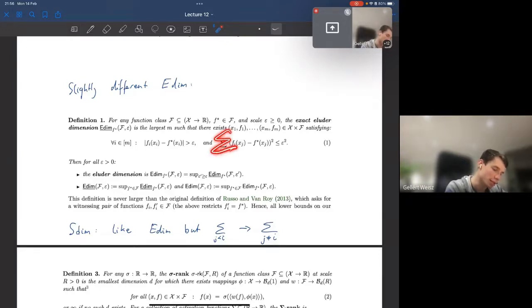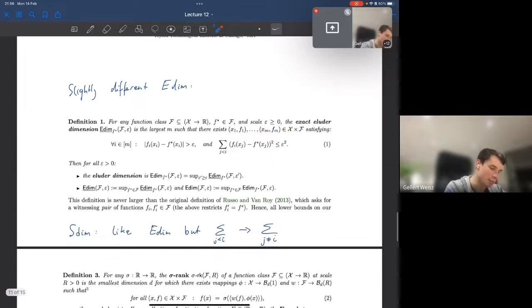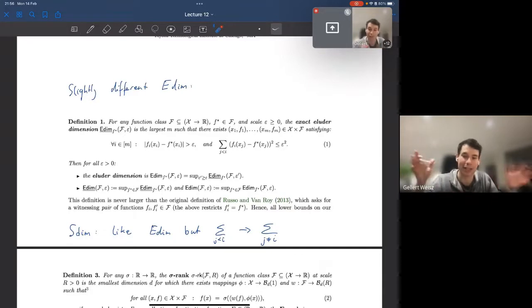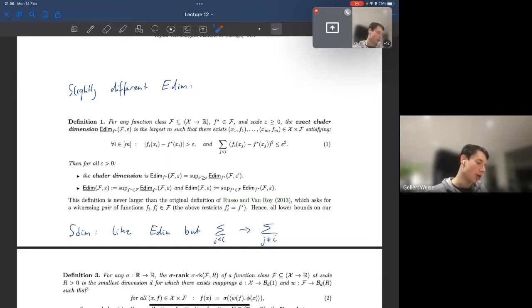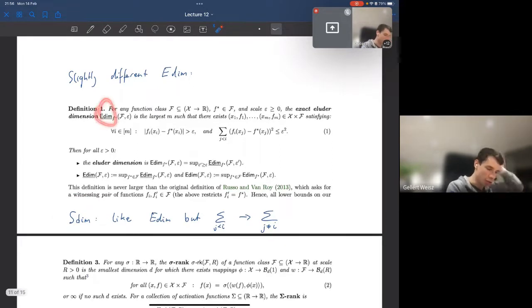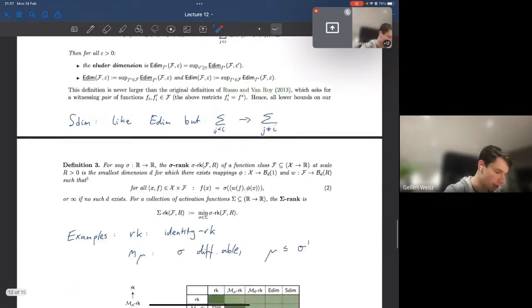So this thing where we said the sum of discrepancies so far has to be less than epsilon. Instead, we don't say the sum of the discrepancies so far. We don't sum with j less than i, but we sum with j not equal to i. So we kind of sum the discrepancies in the future as well, if that makes sense. In fact, there is no future and there is no past because it's the non-sequential version. That's just a slightly different way if you need this quantity but you're not in a sequential problem, then you can use star dimension. Okay, so far it's nothing new.